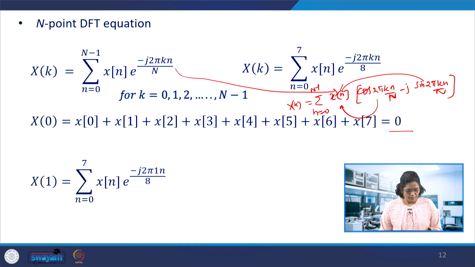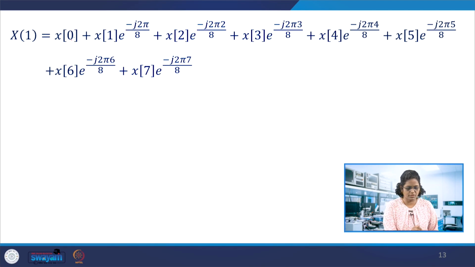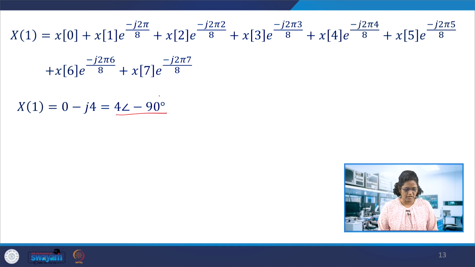And then x of 1, we compute by substituting k equal to 1, the bin index 1, and varying n from 0 to 7. So, what does it actually represent here? If you see x of 1, with n varying from 0 to N minus 1 and k is 1, this results in e power minus j 2 pi by 8, and the computation goes on. We will get x of 1 as the complex number 0 minus j 4. So, it is 4 angle minus 90.